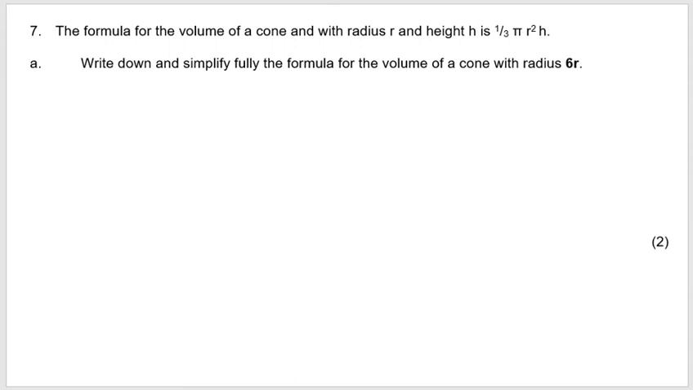Question 7. The formula for the volume of a cone with radius r and height h is a third pi r squared h. Write down and simplify fully the formula for the volume of a cone with a radius of 6r. So this is our formula here. So our volume is equal to, what it represents is, 1/3 times pi times the radius squared times the height h. Okay, so we're told that the height is h.